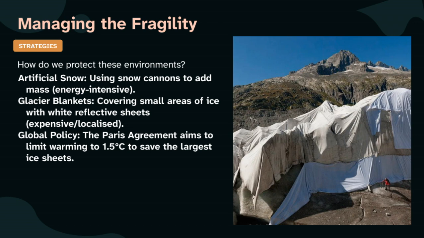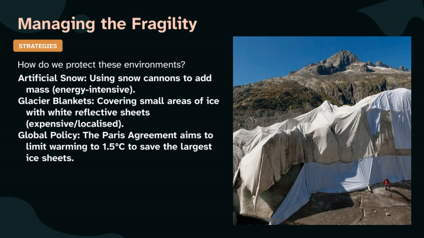The third strategy is global policy, such as the Paris Agreement, which aims to limit global warming. This is the most important long-term solution because glacial retreat is mainly driven by global temperature rise. Local strategies may slow melting in small areas, but they cannot solve the overall problem without reducing greenhouse gas emissions.